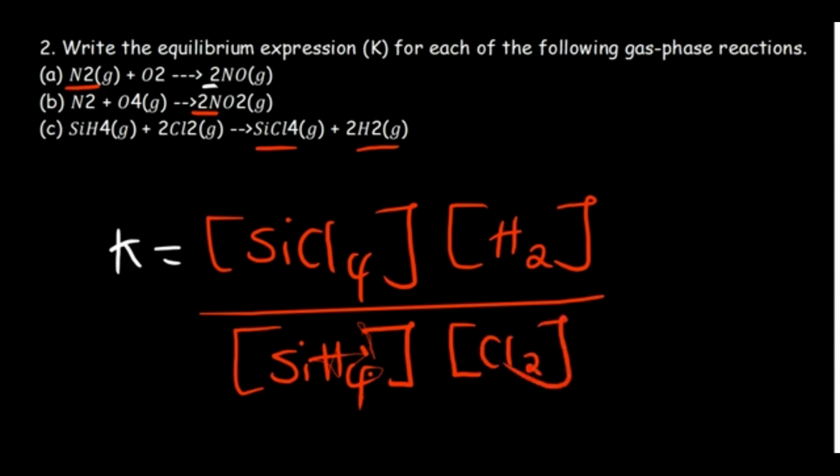So I'll start with my reactants. For my reactants, that one just is a 1. Chlorine is a 2. Your hydrogen is a 2. And a 1 there. So this is our K, or equilibrium expression, for the gas phase reactions that we're given.